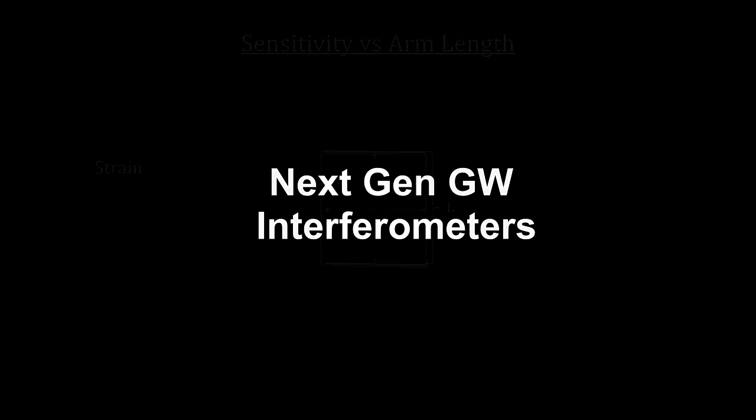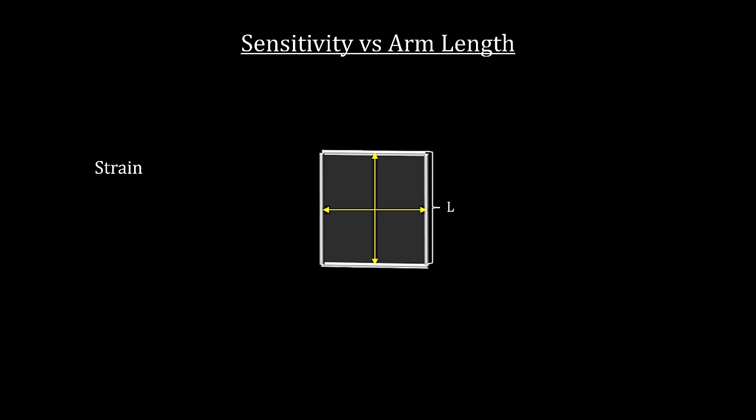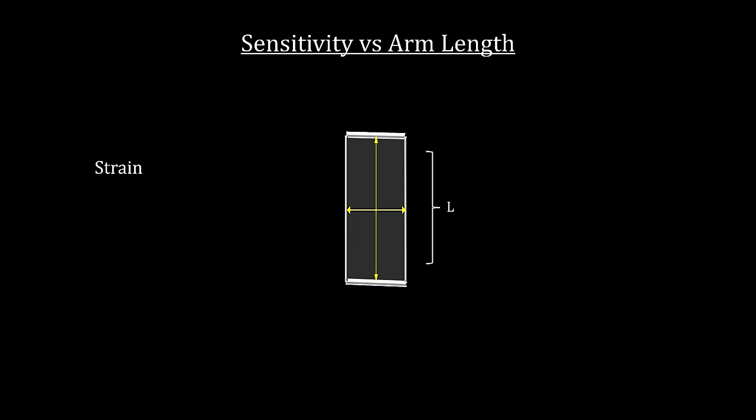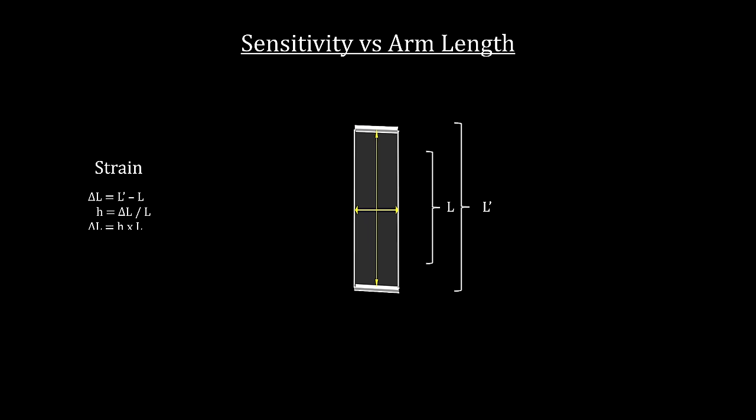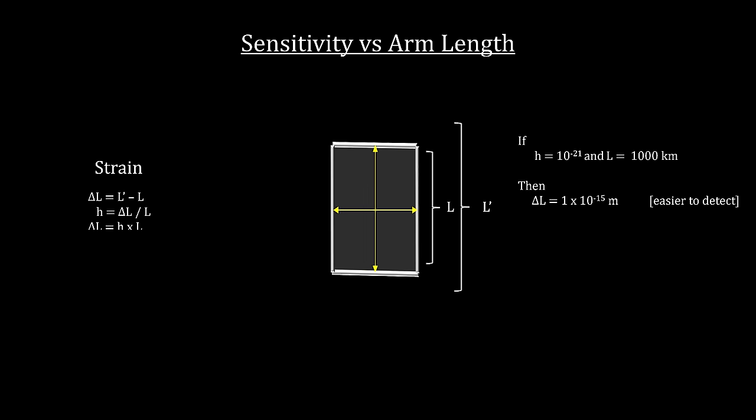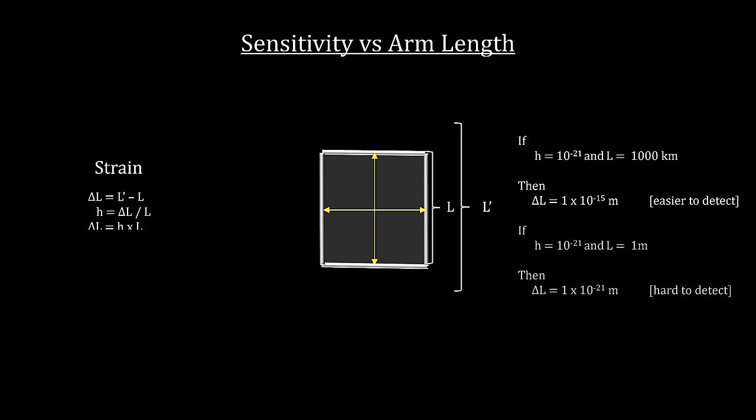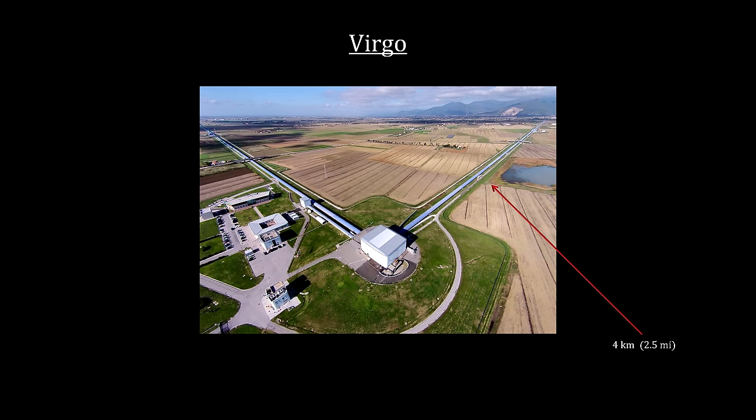All interferometers detect gravitational waves by measuring the change in distance between two arms as the wave passes through. The longer the arms, the greater the change. With shorter arm lengths, we get smaller length changes. At some point, noise levels will prevent wave detection. Current Earth-based interferometers have arms around 4 kilometers long. That's 2.5 miles. This length limits detector sensitivity to shorter wavelengths.